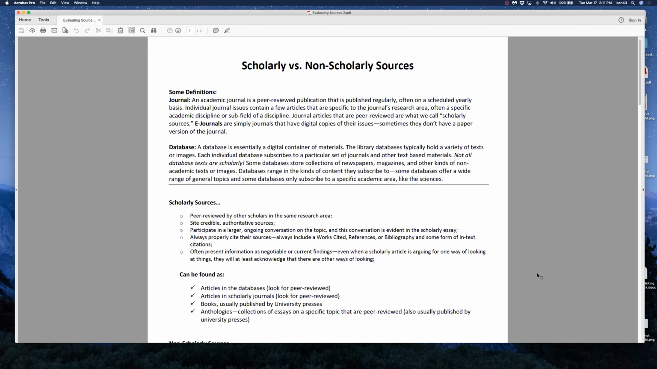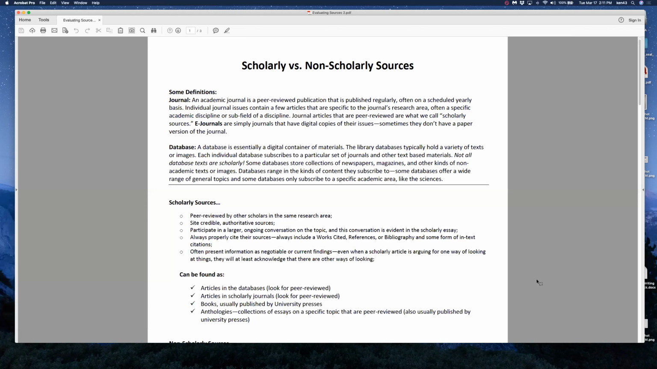Well, at the university level, we think about two big types of sources, scholarly versus non-scholarly sources. So I'm going to talk through this handout and how to evaluate sources. And then in my second video, I will do a how to locate good sources in the library. Because there's a lot of components to locating strong sources, and it really involves a lot of thinking.